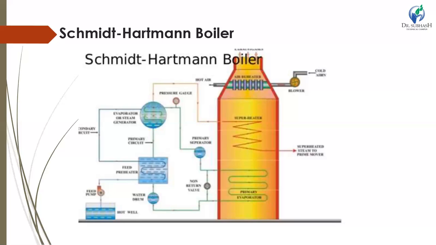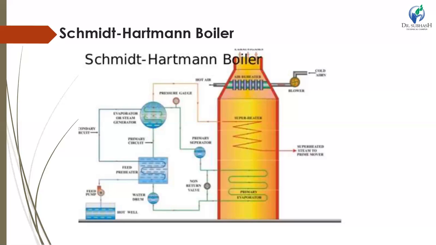The steam thus produced in the evaporator drum from impure water is further passed through the superheater and then supplied to the steam turbine. There are some advantages of this boiler. Distilled water is used in the primary circuit, so there is no chance of overheating of highly heated components, as salt deposition cannot take place.